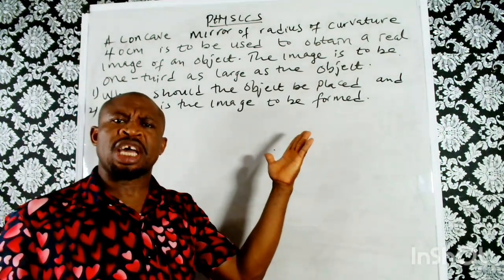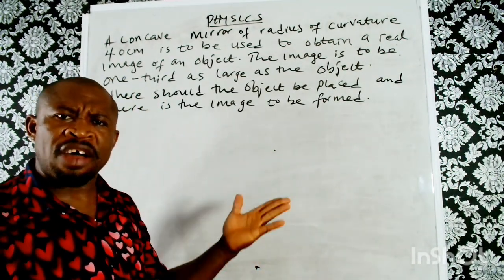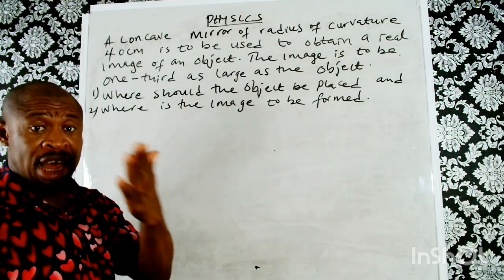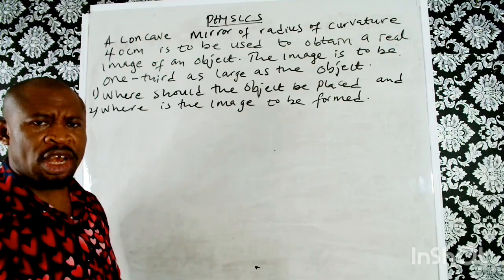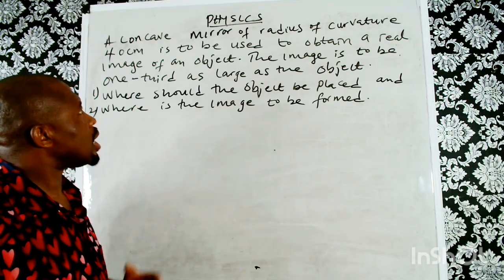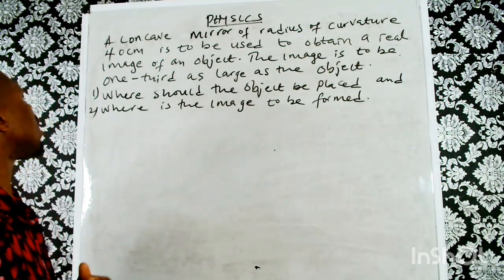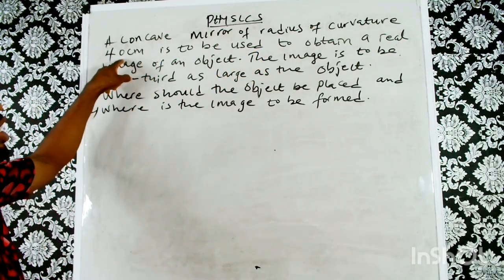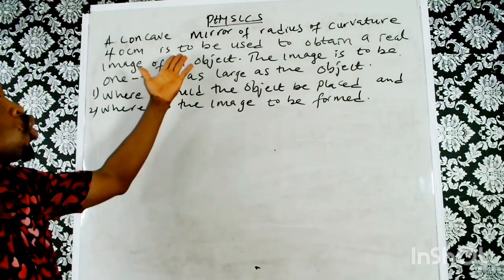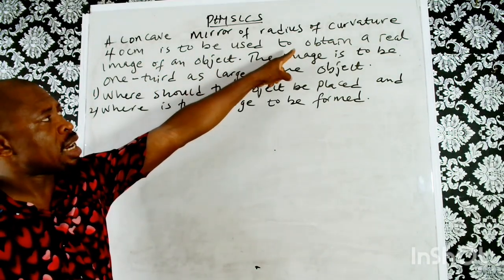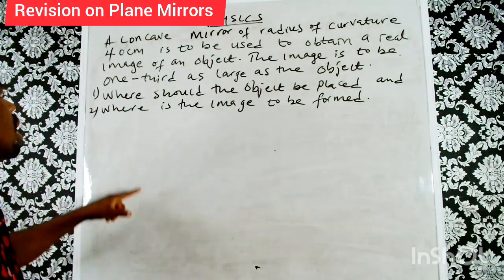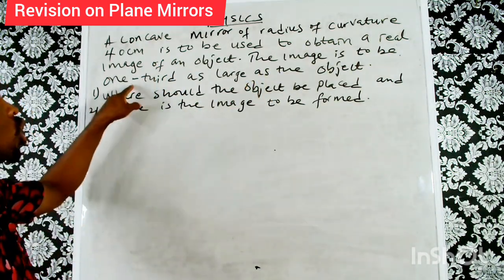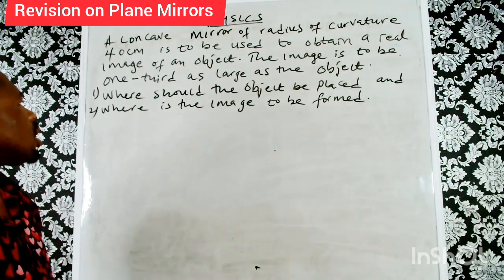Okay, let us solve this problem that we have on the board here. Of course, this is one of the questions that comes out every year, just to test your knowledge on light. Now, the question says, a concave mirror of radius of curvature 40 cm is to be used to obtain a real image of an object. The image is to be 1/3 as large as the object.